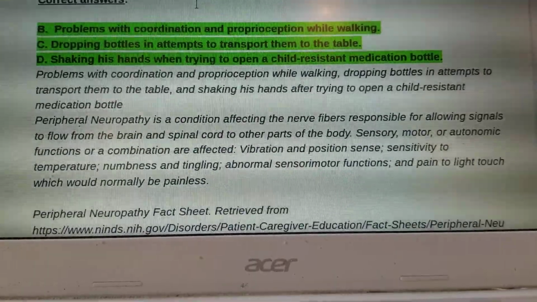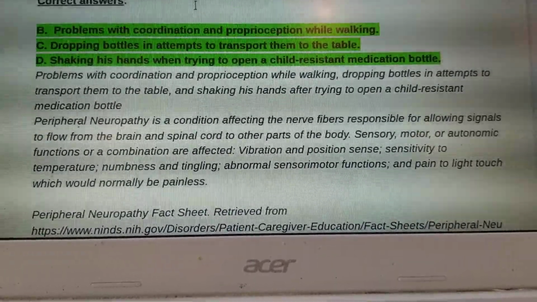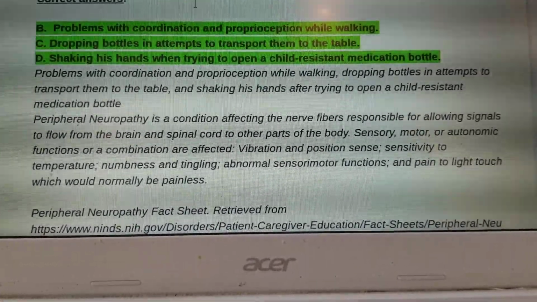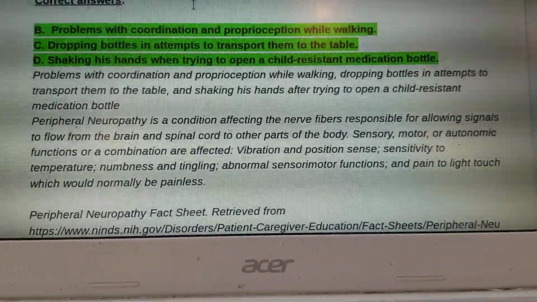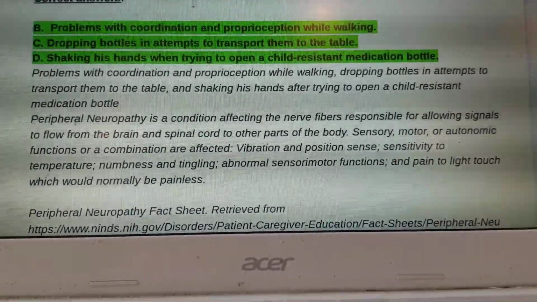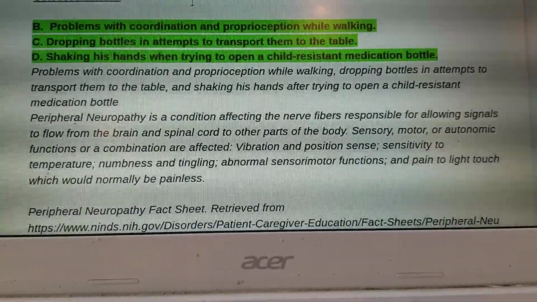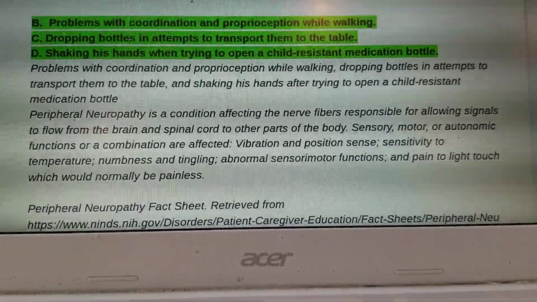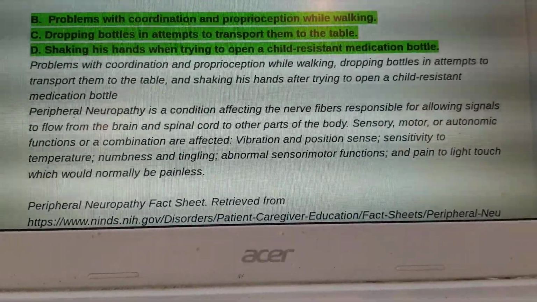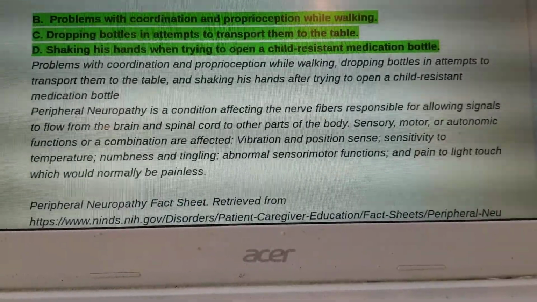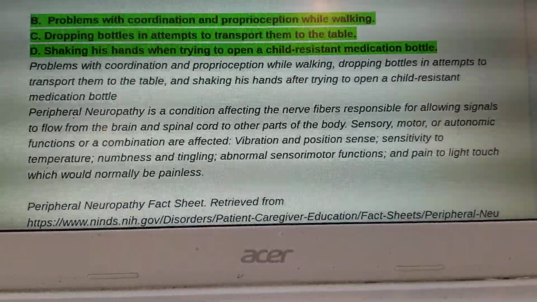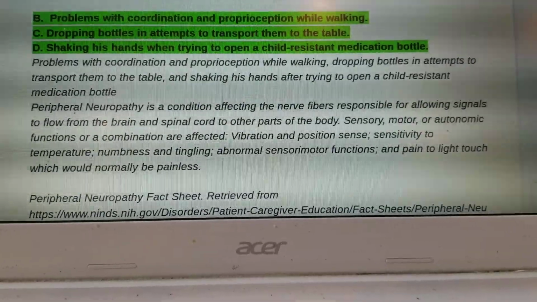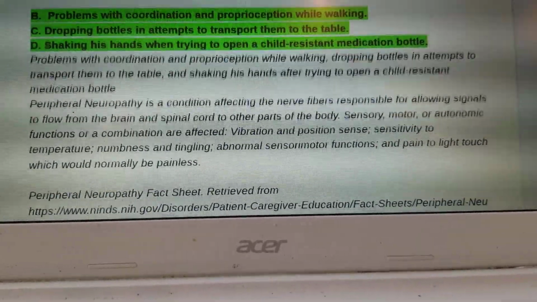Peripheral neuropathy is a condition affecting the nerve fibers responsible for allowing signals to flow from the brain and spinal cord to other parts of the body. Sensory, motor, or autonomic functions or a combination are affected. Vibration and position sense, sensitivity to temperature, numbness and tingling, abnormal sensorimotor functions, and pain to light touch, which would normally be painless.